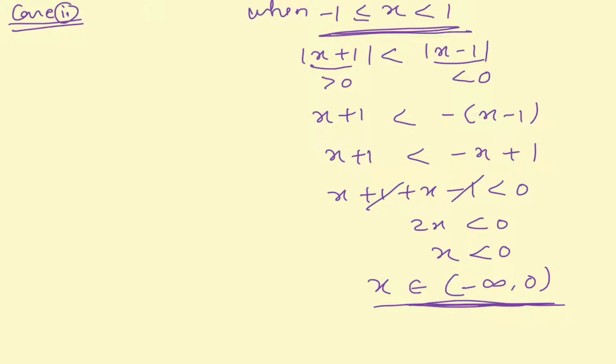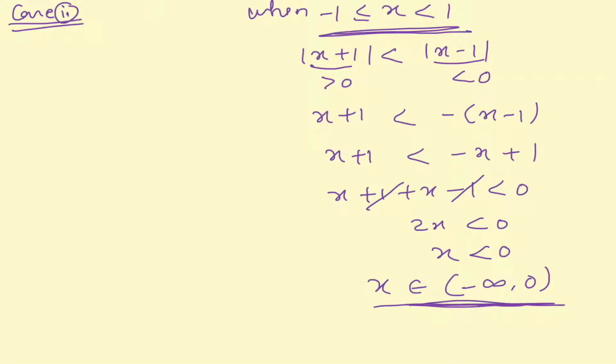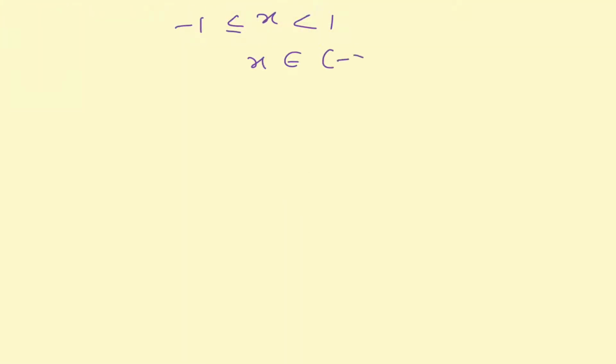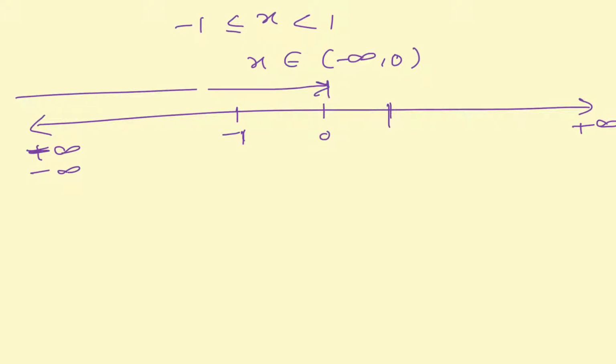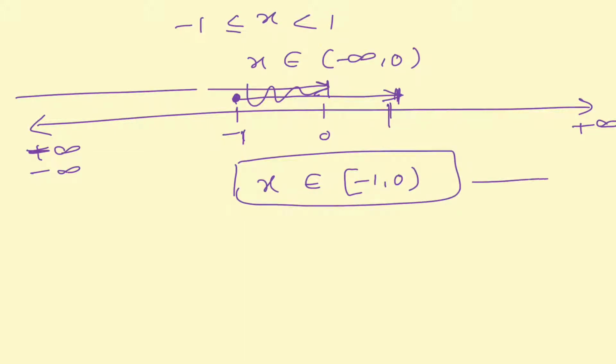That means you have to take the intersection. When x is between minus 1 and 1, then only we take x from minus infinity to 0. So we need to take the intersection of these: minus 1 to 1 and minus infinity to 0. This is the common part, that is nothing but x belongs to the closed interval minus 1 to 0. This will be the answer in the second case.